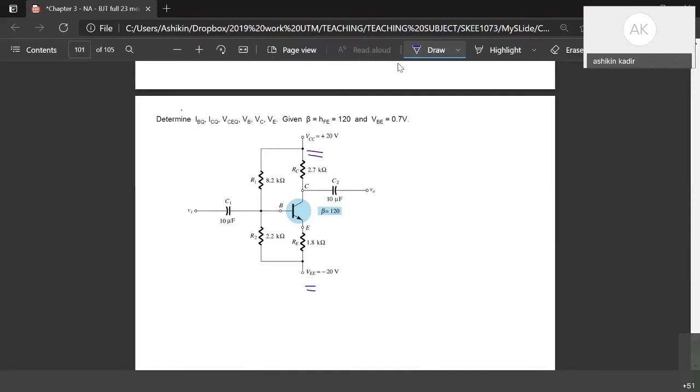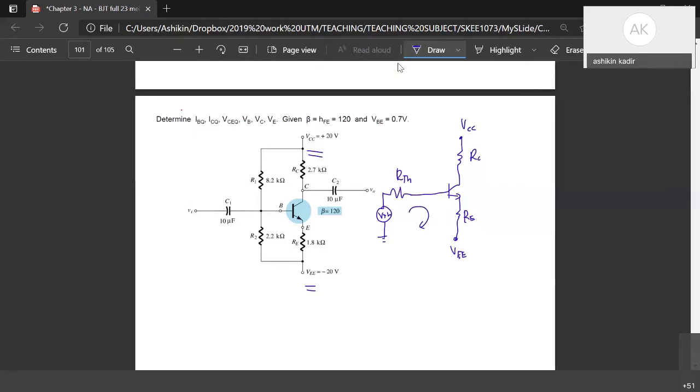Same concept. You apply the Thevenin theorem, right? After that, you simplify the circuit. So now, if I redraw the circuit, here you have VTH, and here you have RC and also VCC.